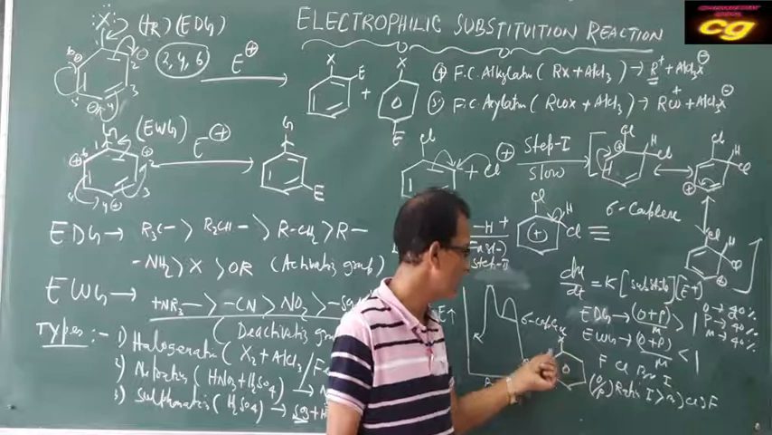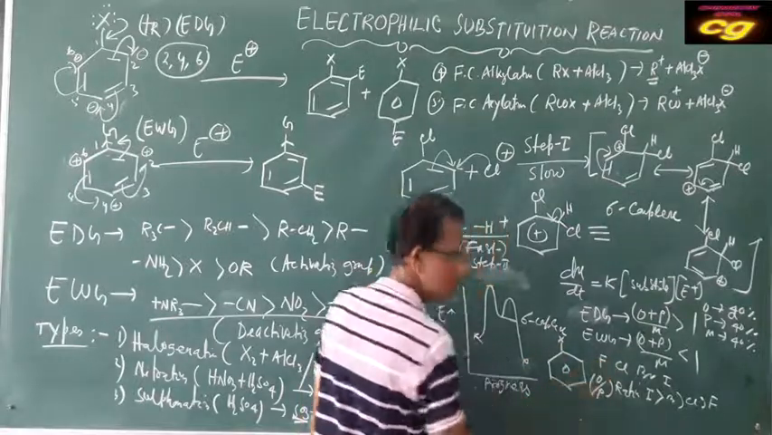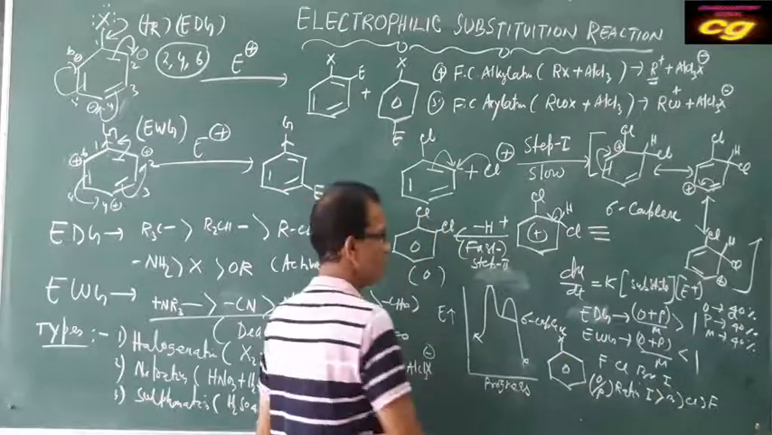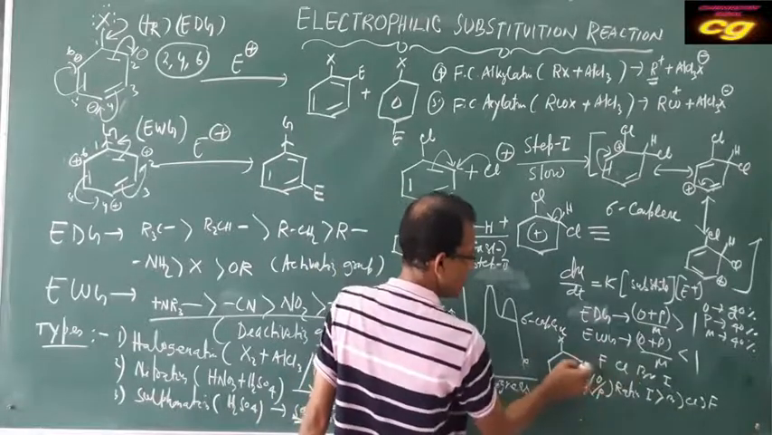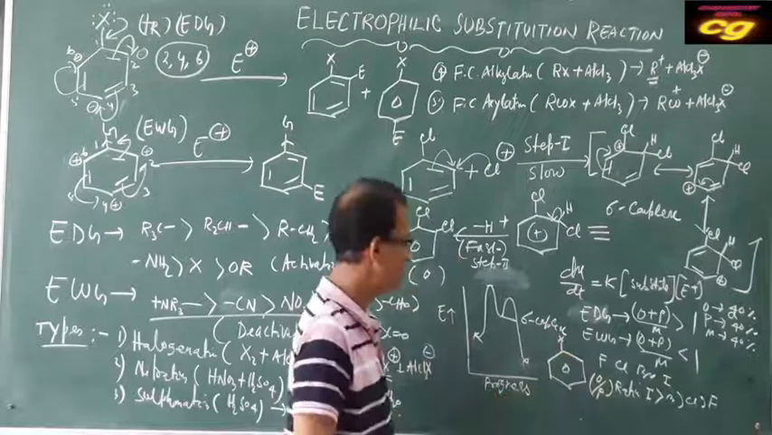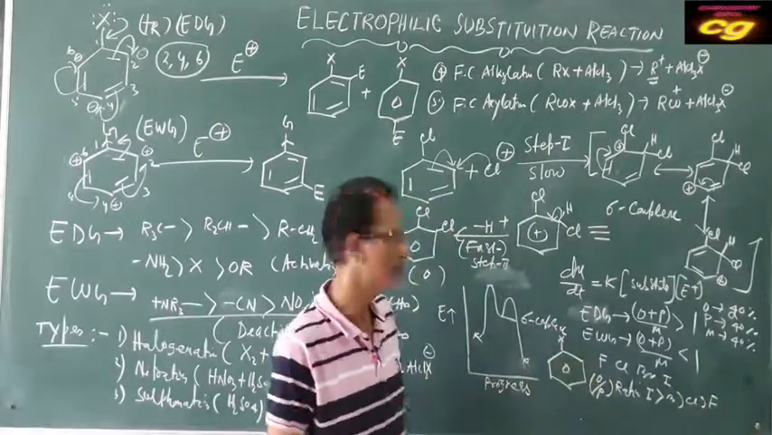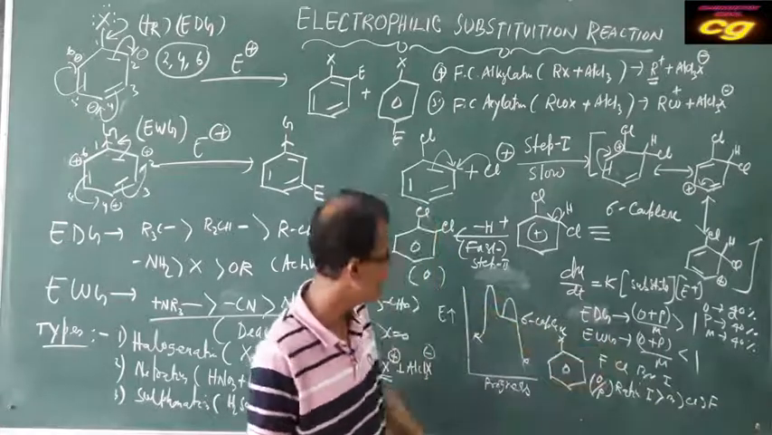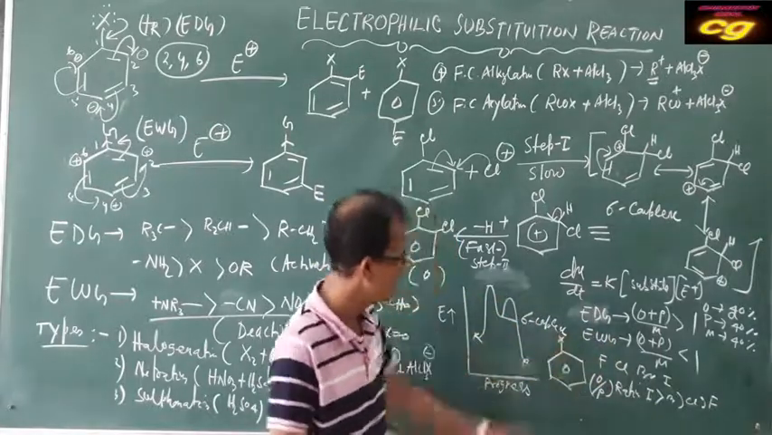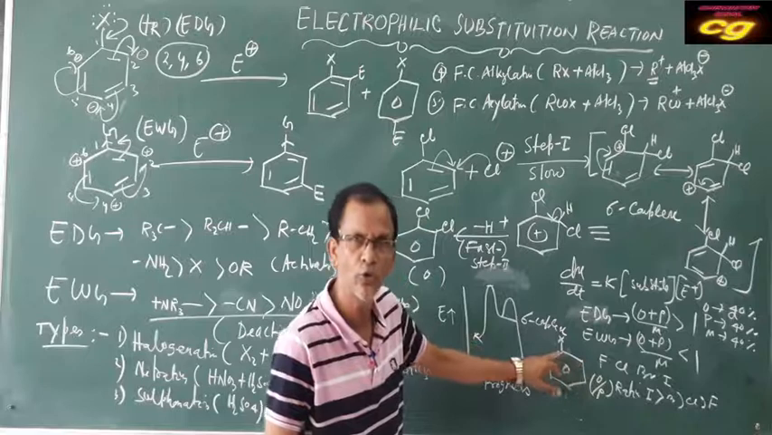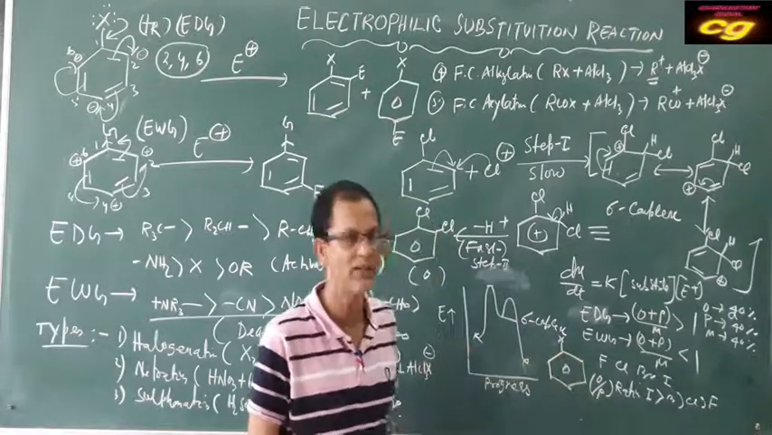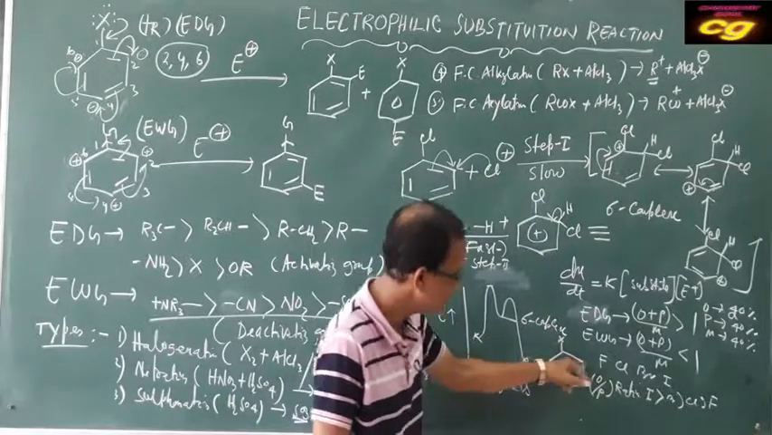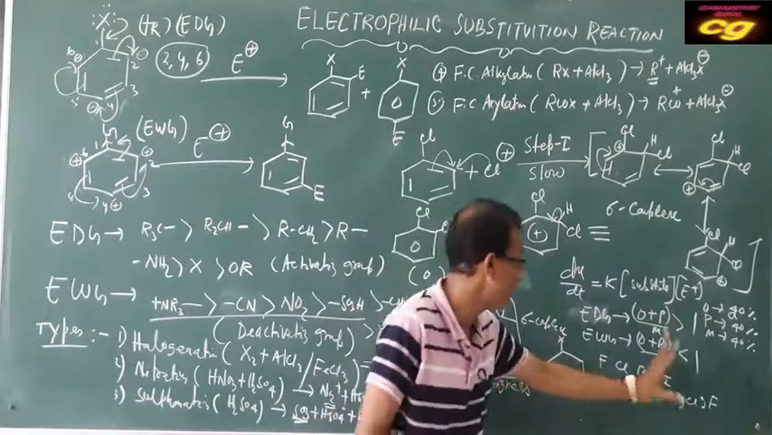Chlorine is more electronegative, so the electron density compared to iodine will be less, because chlorine is more electronegative than iodine. So the minus I effect is more. That's why the percentage of ortho, as that is very close to the group, will be less. As iodine is less electronegative, the percentage of ortho will be more in case of iodine.